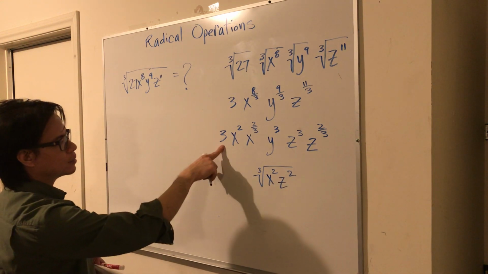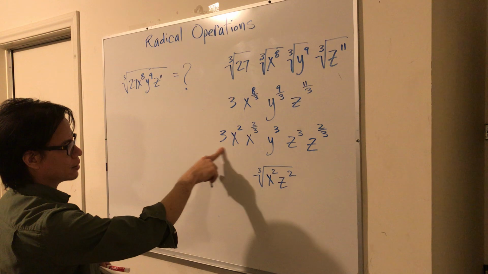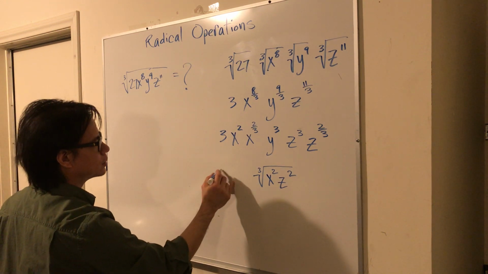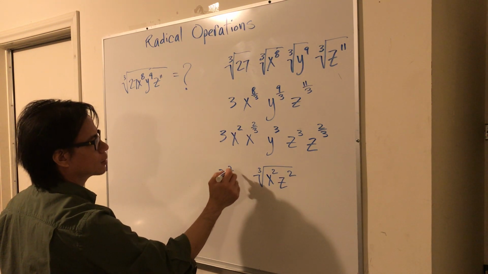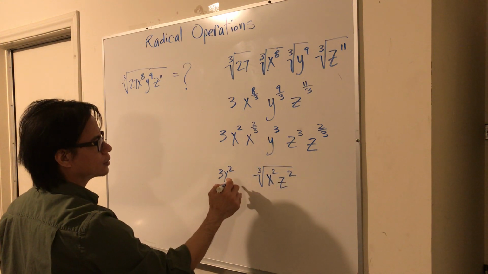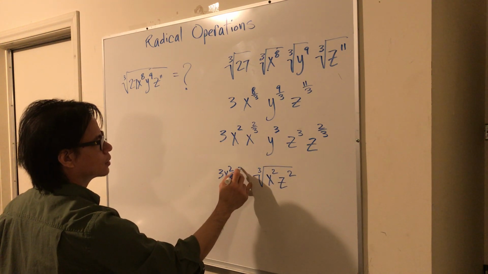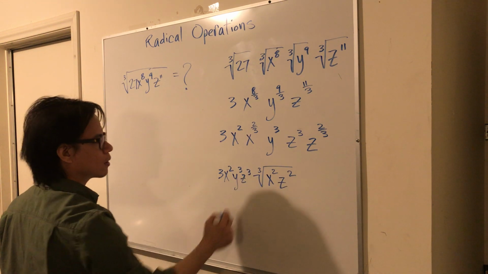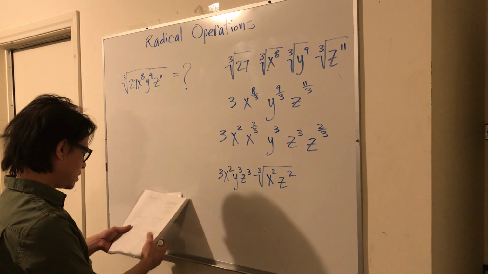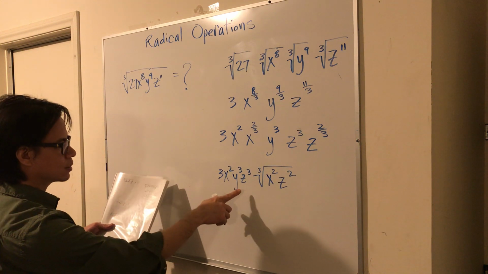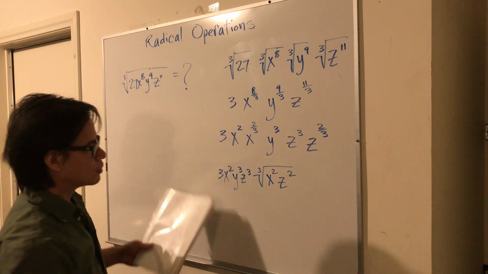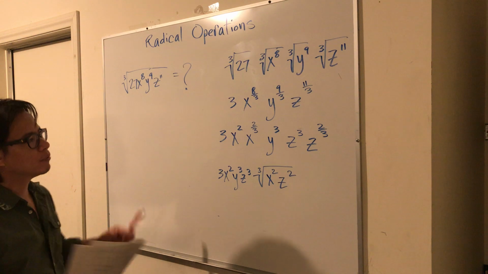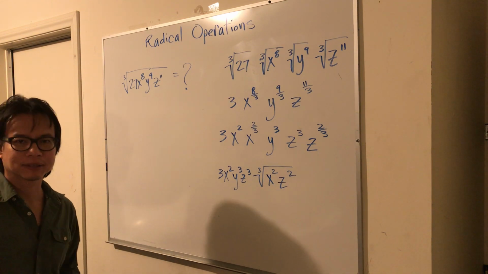Okay, so let's deal with the other guys here. You've got 3x squared, y to the 3rd, z to the 3rd. Okay, so as you can see, you've got the same answer, but we went about it differently. So whichever way you prefer, good luck.